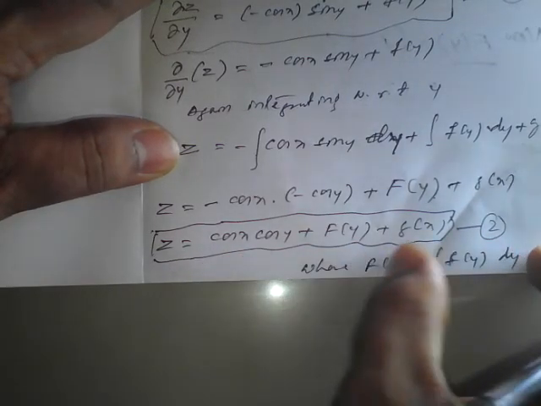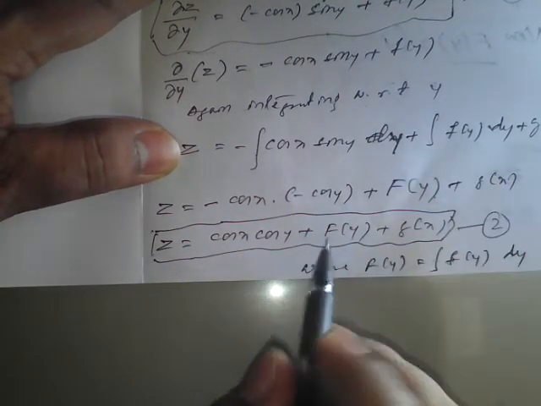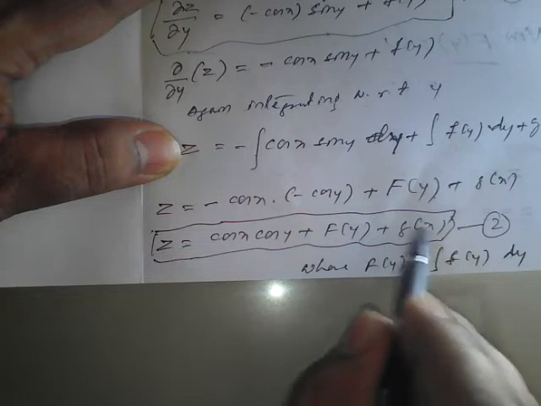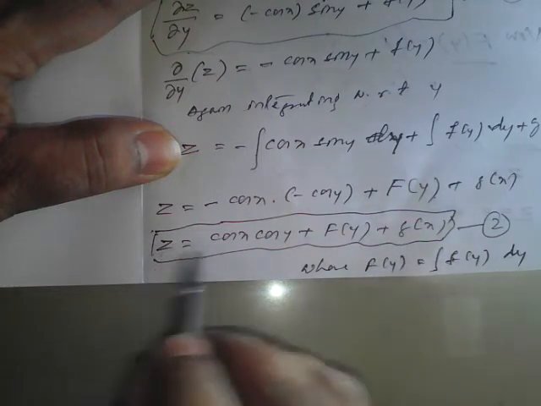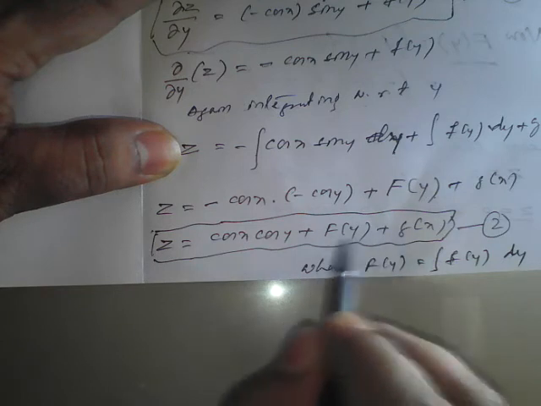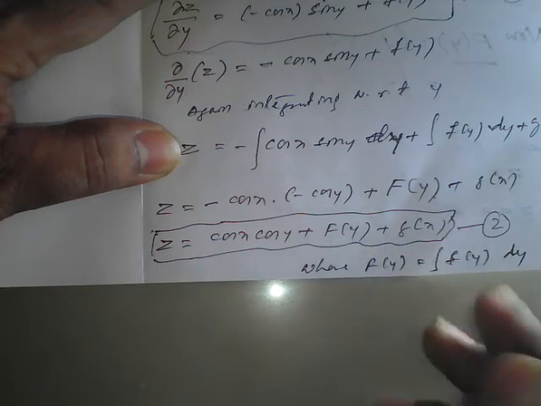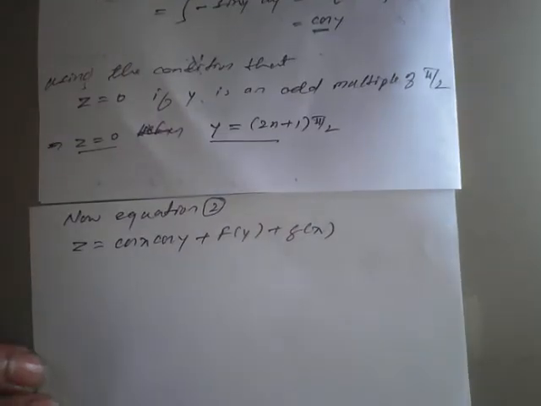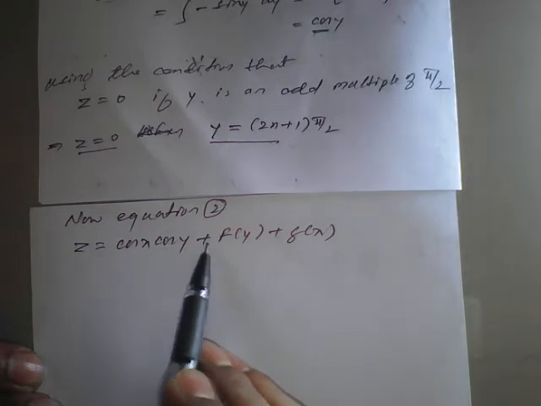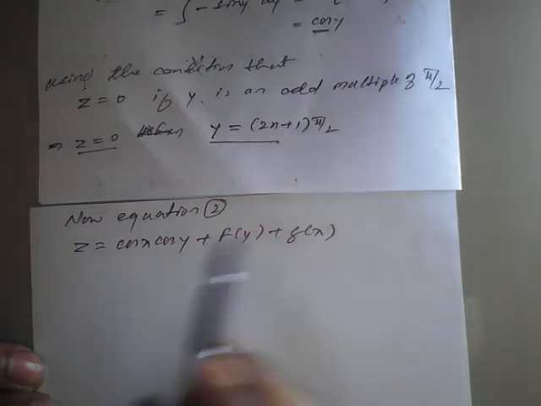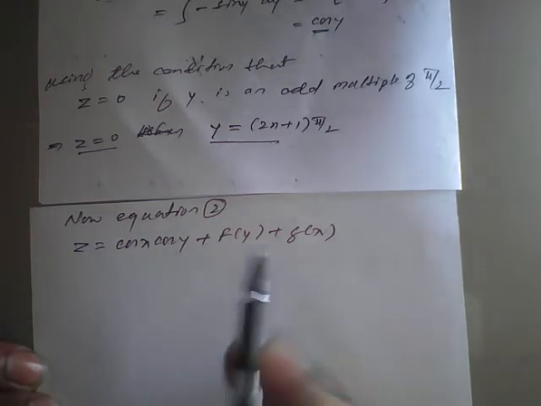In this equation number 2 we will apply and we will get, so we know the value of capital F of y, from this condition we will get g of y, and this z will be free from this integrating factor f of y and g of x finally. Now equation 2 is z is equal to cos of x cos y plus f of y plus g of x. So we'll replace everything.